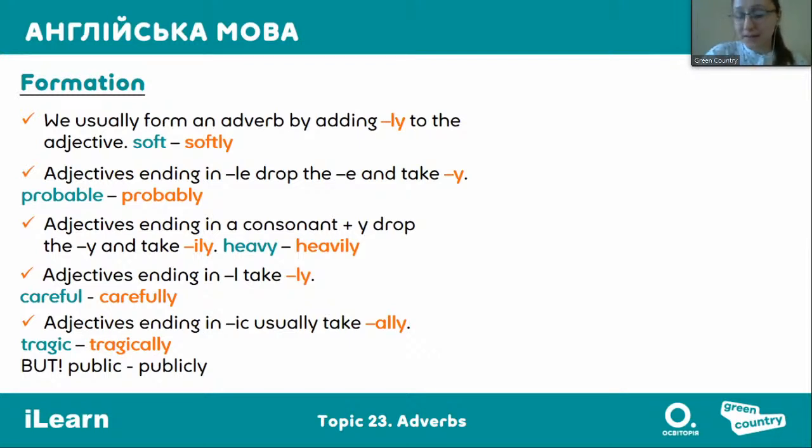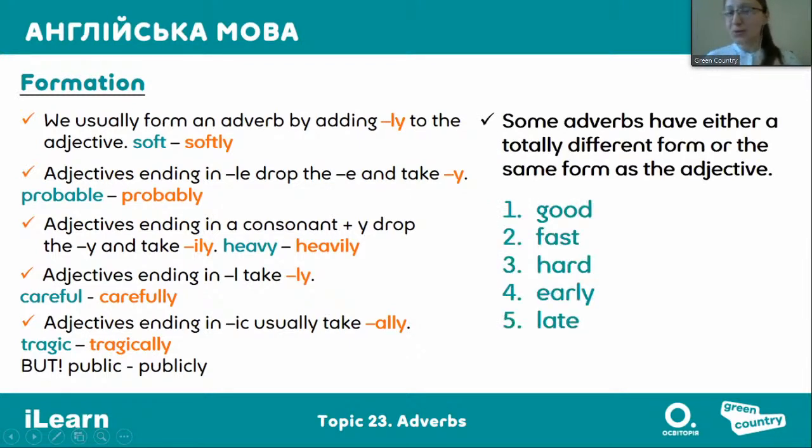But what about these adjectives? What do you think about them? Do they follow these rules or not? Do you remember maybe? What about good, fast, hard, early, and late? Can they follow these rules or not? Давайте згадуємо. Ось ці, які я вам зараз показую прикметники. Good, fast, hard, early і late. Ми можемо з них утворити прислівники, слідуючи ось цим правилам, or not. Or something different is there.